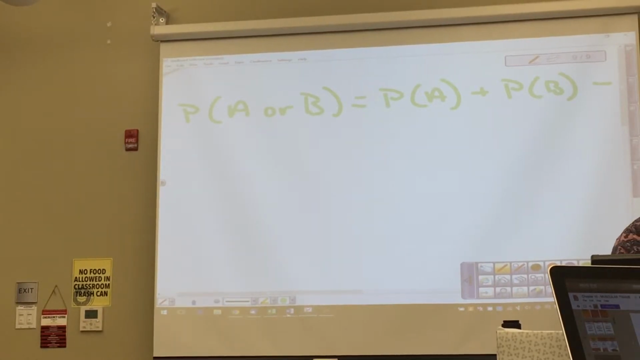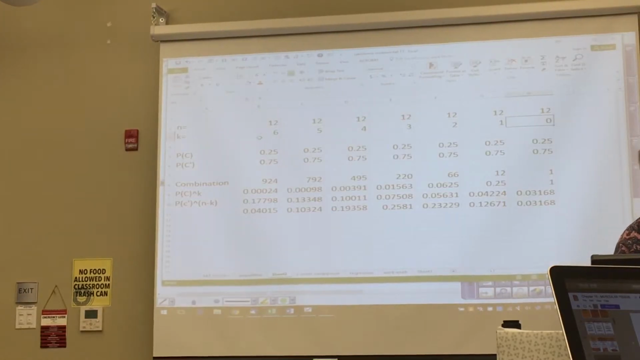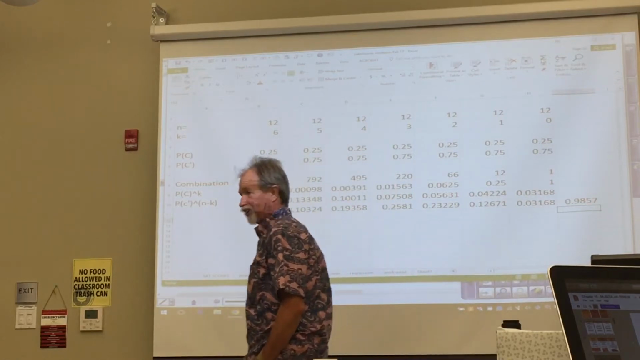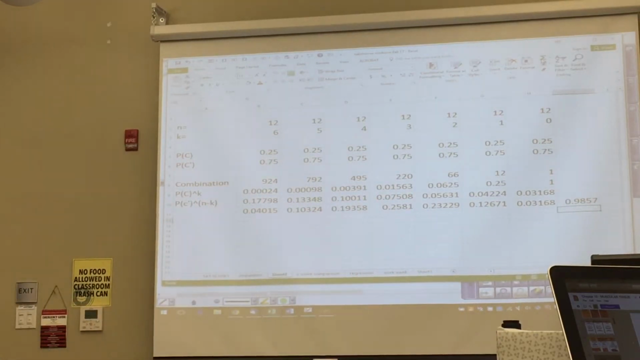So that means if I want to go back and I want the probability of 6 or 5 or 4 or 3 or 2 or 1 or 0, it's just the sum of all these. So I've got about a 98% chance of getting that 6 or less correct. Which makes sense.